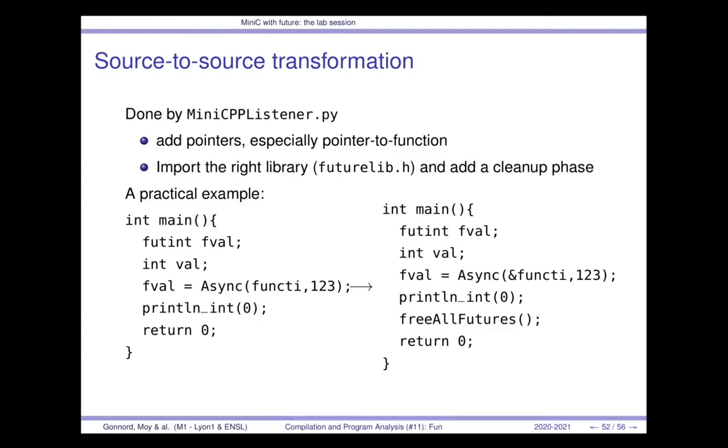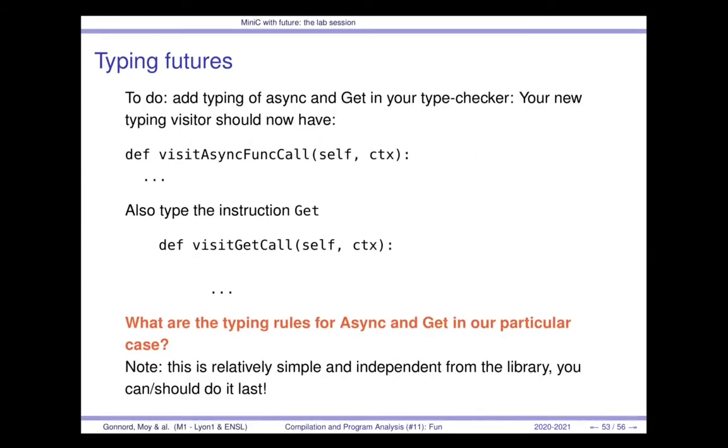So you will have to implement that and to deal with the liberation of space, but also of threads for all futures before finishing the program. For typing futures, you will need to modify the type checker. So if you have a type checker working, that's the best way to start. You want to extend your type checker with two new visitors, one for asynchronous function call and one for get.